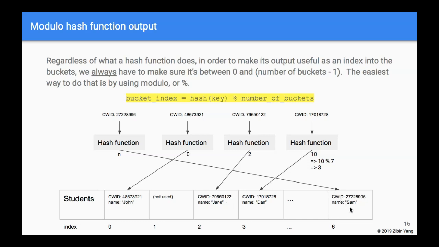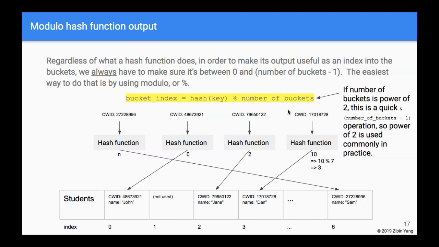So for example, if there are 7 buckets, then that index must be between 0 and 6, right? So what if the hash function actually outputs a number that is, let's say, 10? Well, we'll have to wrap it around. To do that, the most common way is to use the modulo operator. So really, the bucket index is the output of the hash of the key, modulo the number of buckets. So that's the simple but very crucial step that was missing in the previous picture.